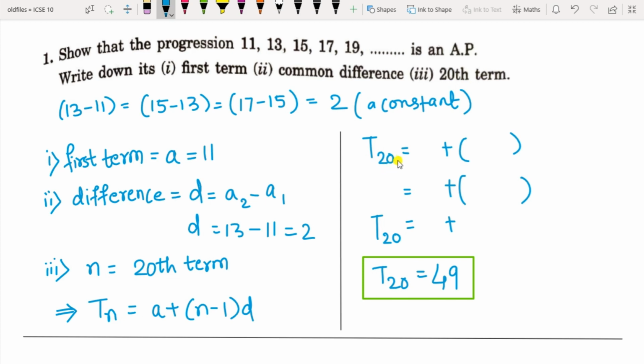So T20 you have to find. A is 11, and n is 20, minus 1, into D, which is 2. So this is 11 plus 19 into 2. That will give you 11 plus 38, and T20 is 49. So the 20th term in this sequence will be 49.